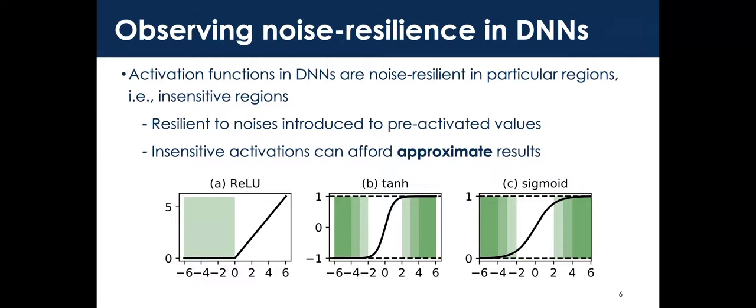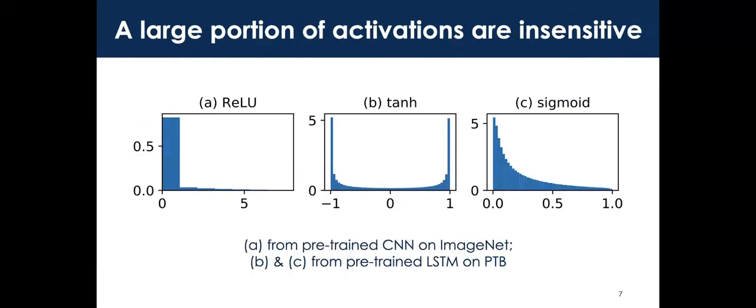To summarize, DNN activation functions are noise resilient, and one key implication is that these insensitive activations can afford approximate results. To get a sense of what percentage of activations is insensitive, we profile the activations of pre-trained CNN and LSTM models, and we found that a large portion of activations are actually insensitive.